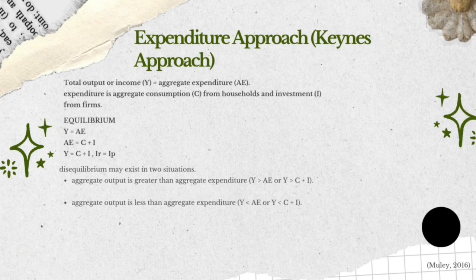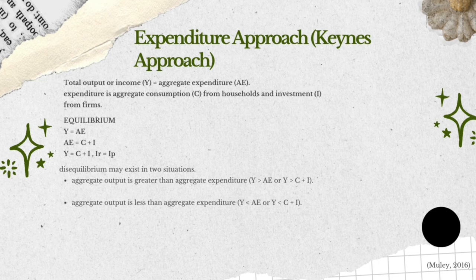First method is the expenditure approach or Keynes approach. Expenditure approach is where total output or income equals aggregate expenditure. As we know, in a two-sector economy, the expenditure only comes from two elements, which are household and firm. Expenditure from household is aggregate consumption, which is C, and expenditure from a firm is investment, I. Therefore, total output is equal to AE, which is C plus I.